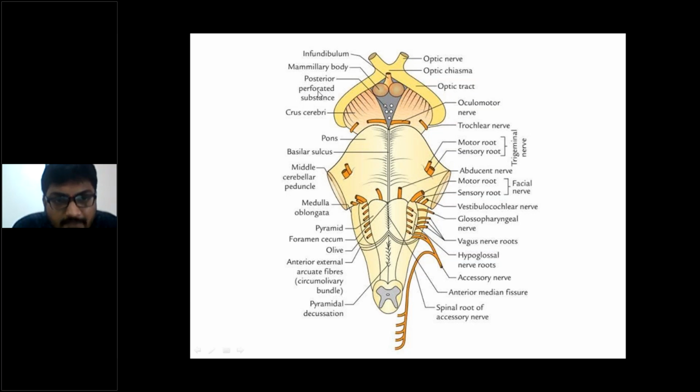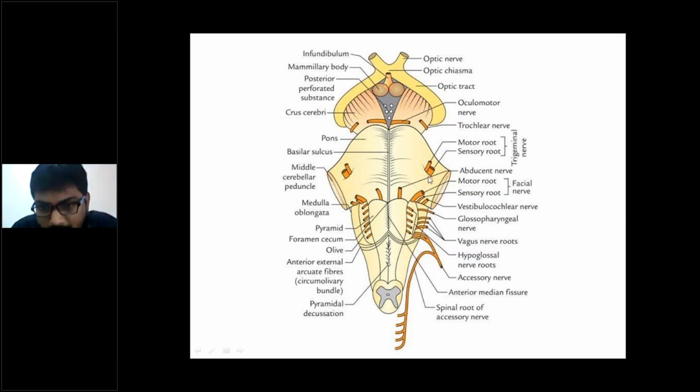So this is the posterior perforated substance, this is the mammillary body. So don't forget this infundibulum, mammillary body, and posterior perforated substance. Commonly asked question, definitely in 2022-23 also they will be asking this diagram. Okay.